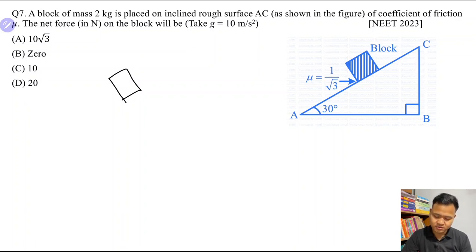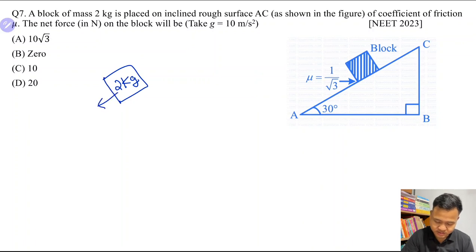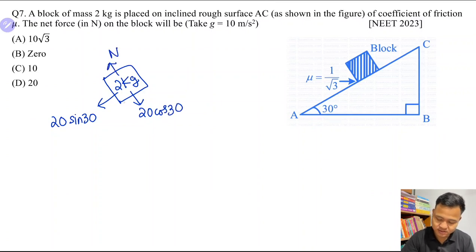Okay. Let us draw the free body diagram. So I have a 2 kg block. Okay. So this side I have how much? 20 mg sine 30. So 20 sine 30. Okay. So this side I have 20 cos 30. Right. So upside I have normal, okay, and then I have friction force along the side. So that is mu n, okay, so that means F.